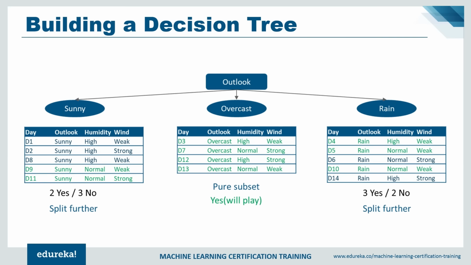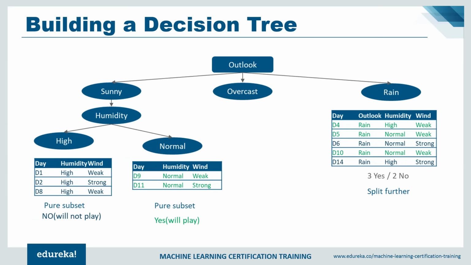So again, what we're going to do is split it further. When we talk about sunny, then we have humidity. In humidity, we have high and normal. When the humidity is normal, we're going to play, which is the pure subset. And if the humidity is high, we're not going to play, which is also a pure subset now.